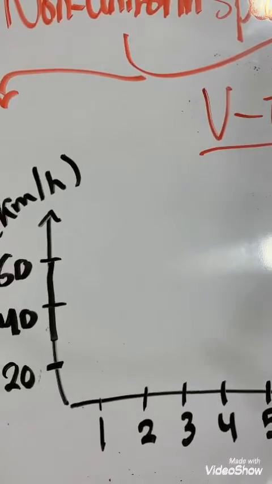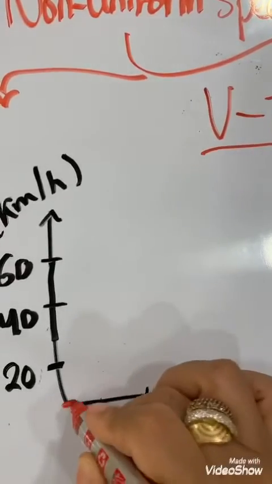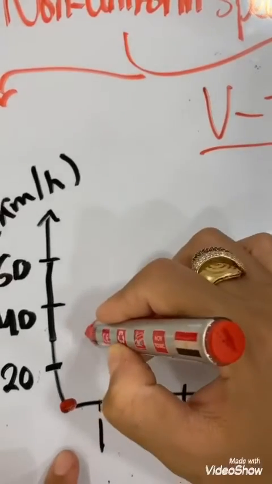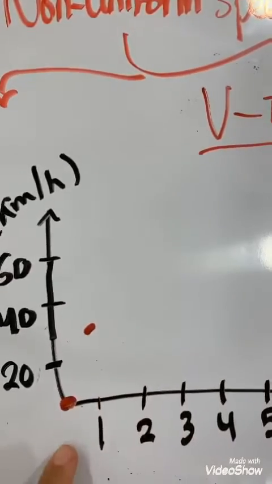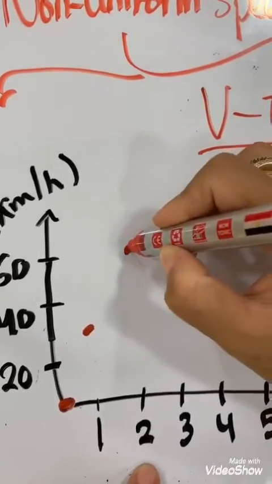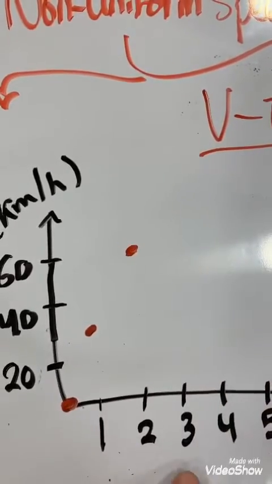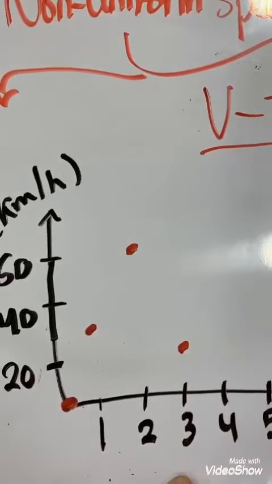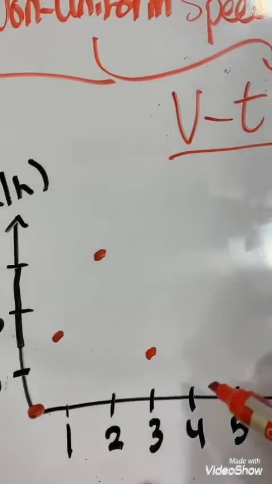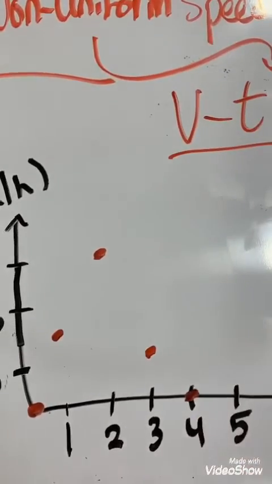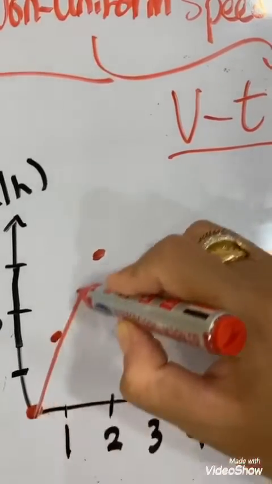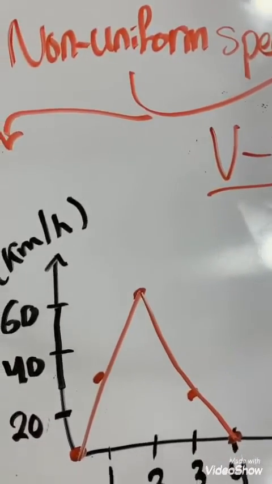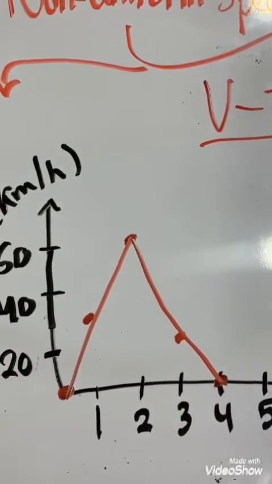The first point, at 0 hours the speed was 0. Okay, after 1 hour the speed reaches 30. Then after 2 hours the speed reaches 60. After 3 hours the speed was again down to 20. Then after 4 hours the speed reaches 0 again. Let's join the points. This is the shape of the curve. What's this curve? Yes, it's irregular shape.